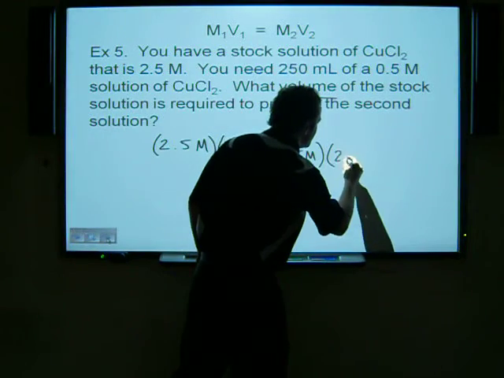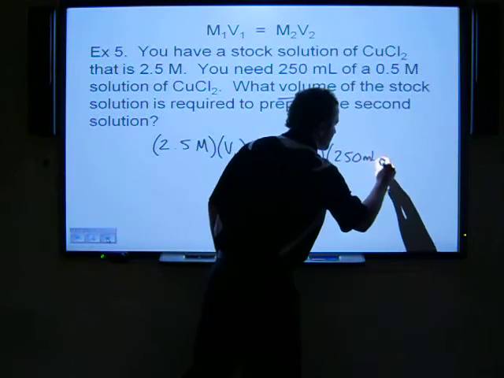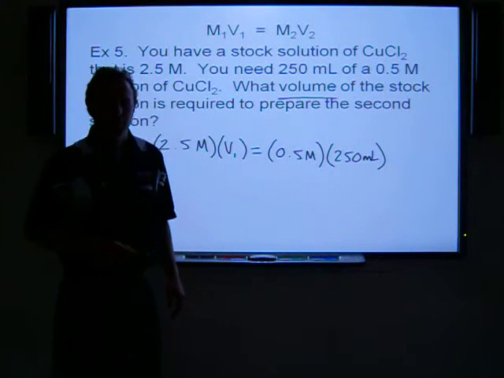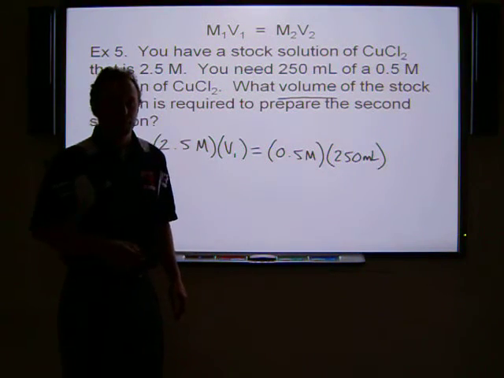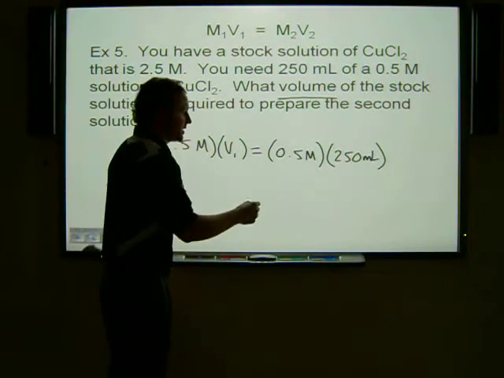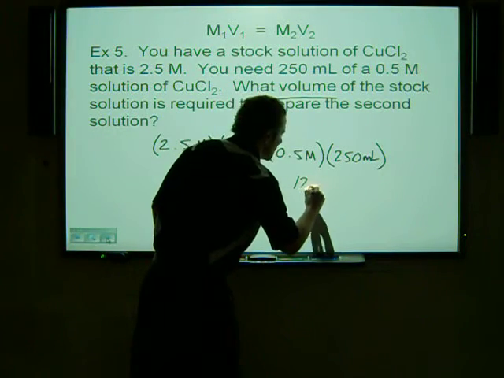So now 250 milliliters fits in. Last, just solving for V1. In this case, this will clean this side up. Half of 250 is 125.